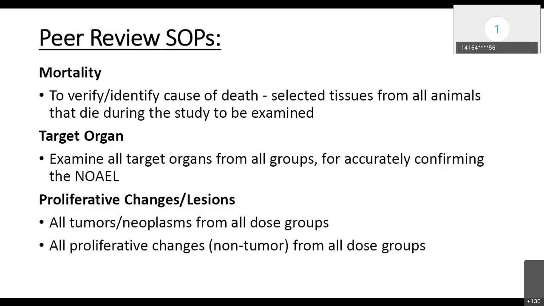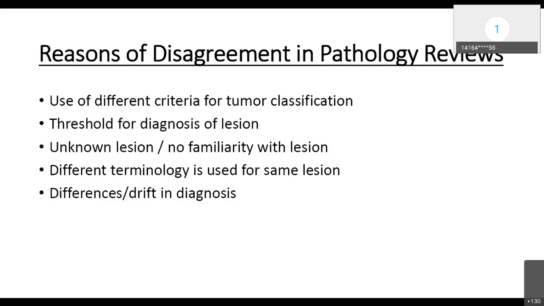Next one. Yeah, so this is a very interesting part. What are the reasons of disagreement in pathology review? As I was explaining in a few of the previous slides, study pathologists and the peer review pathologists, in many incidences, their opinions do not match. They do not agree. So what are the reasons why they do not agree? What are the reasons of difference of opinions?